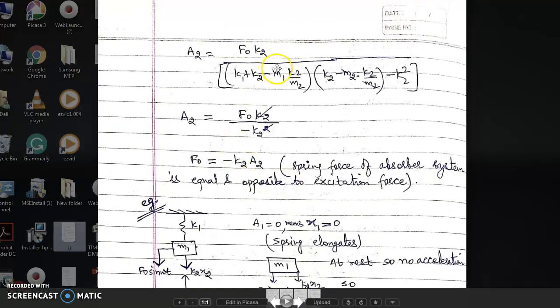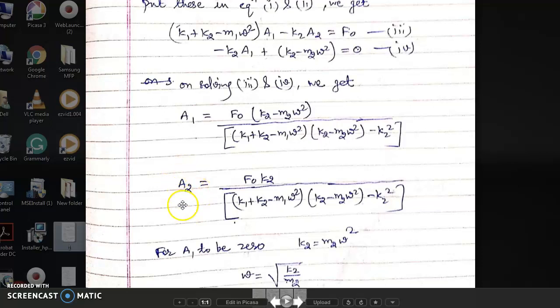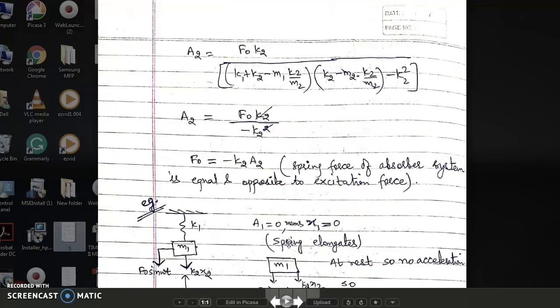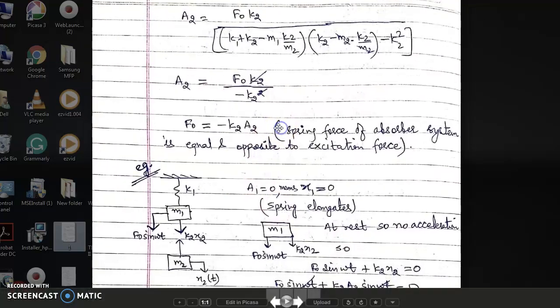A1 is equal to 0 at omega equal to root K2 upon M2. Now what will happen to A2 at the same omega? In the previous step I got A2 as this. I am putting this value of omega square, K2 upon M2. What will I get? Let's see.